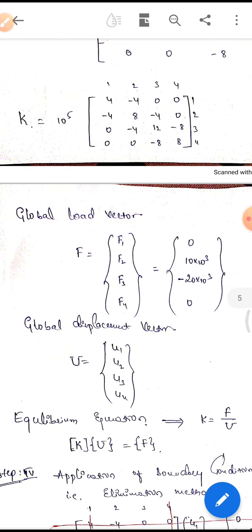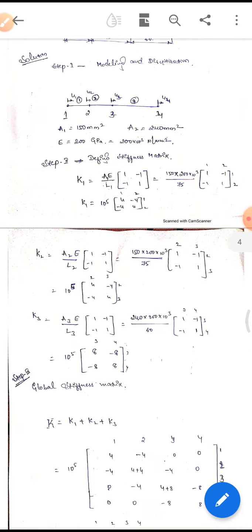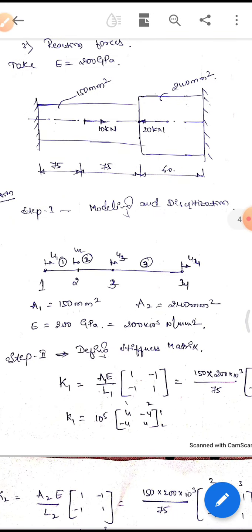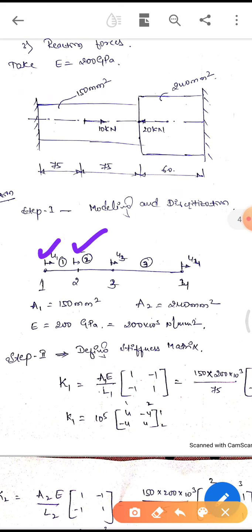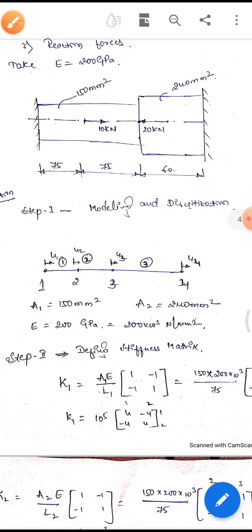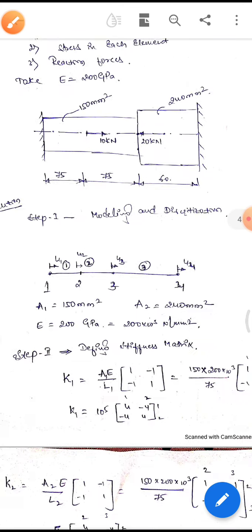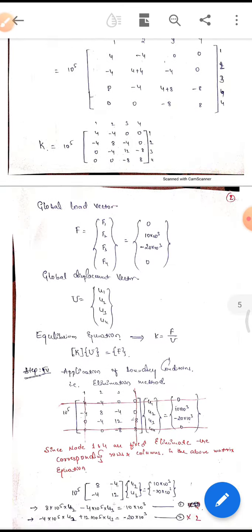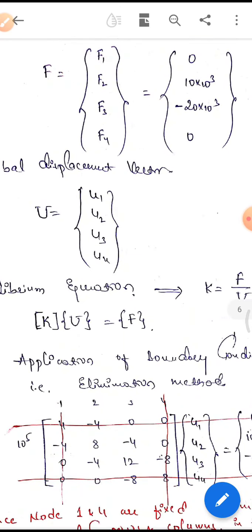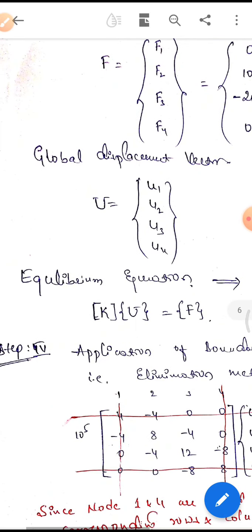Once we form the global load vector, next we need to go for the global displacement vector. The global displacement vector is nothing but the displacements which are occurring at each node. At node 1 we have u1, at node 2 we have u2, at node 3 we have u3, at node 4 we have u4. These are the 4 displacements, one at each node. That's what we have here, u1, u2, u3, u4. That's what we need to find.